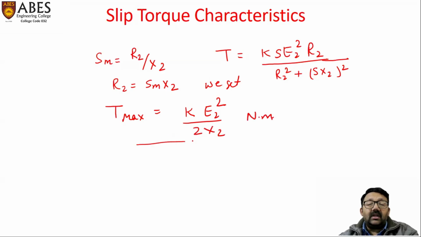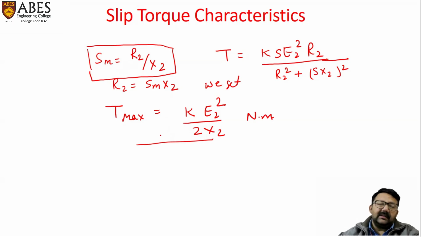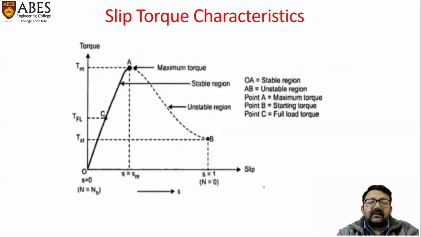This is the value of maximum torque, and this maximum torque is achieved at a slip whose value is given by the relation R2 upon X2. Here, an important point is that this maximum torque is independent of rotor circuit resistance. So with this, now we will discuss the slip torque or speed torque characteristics of the three-phase induction motor.